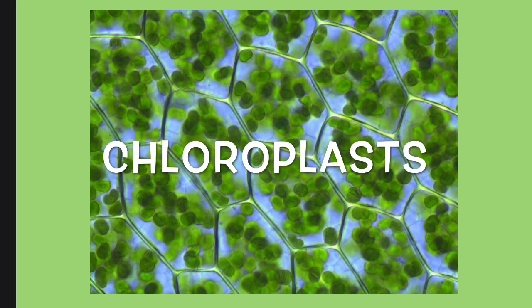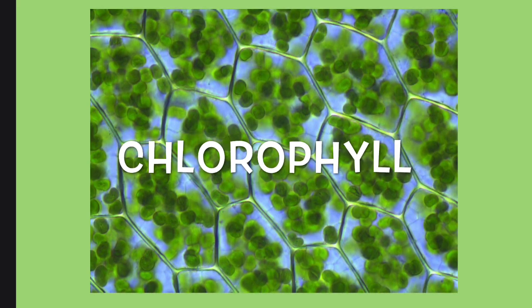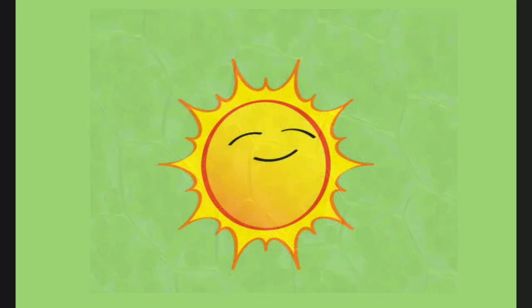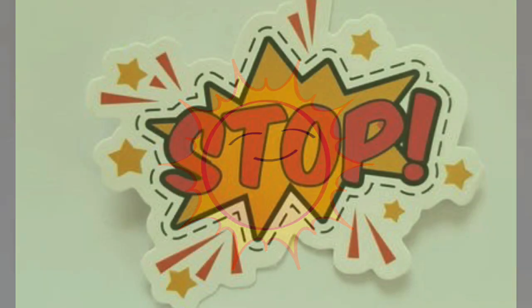So the important thing that you need to annotate onto your diagram is that chloroplasts contain chlorophyll. And chlorophyll is the green pigment that absorbs sunlight. And remember, sunlight is what powers photosynthesis. You should not be moving on until you have finished drawing and annotating your diagram.